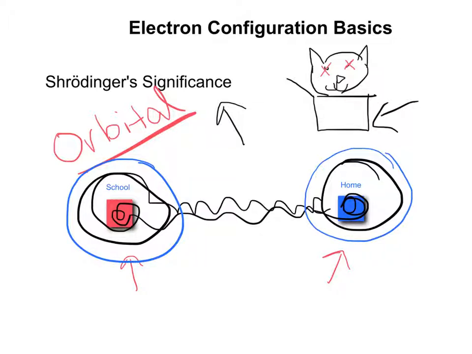Now, does that mean that I don't go off over here to France? No. I'd like to, but I definitely could be, right? So this all gets back to that whole probability theory thing. What we're going to do now is define what these orbitals, or these regions of space, look like inside of an atom.